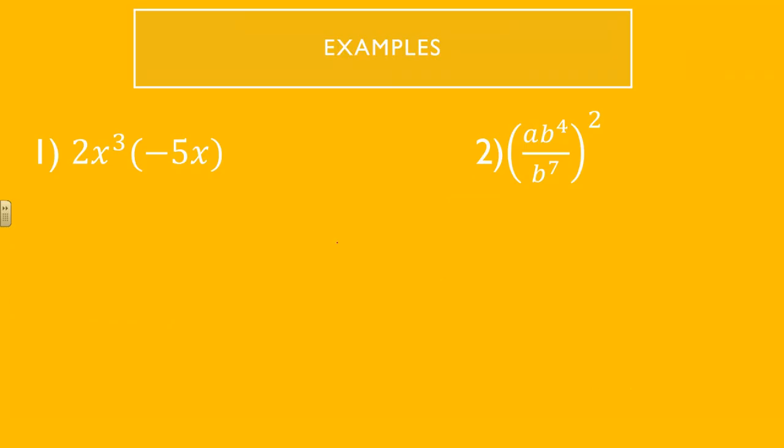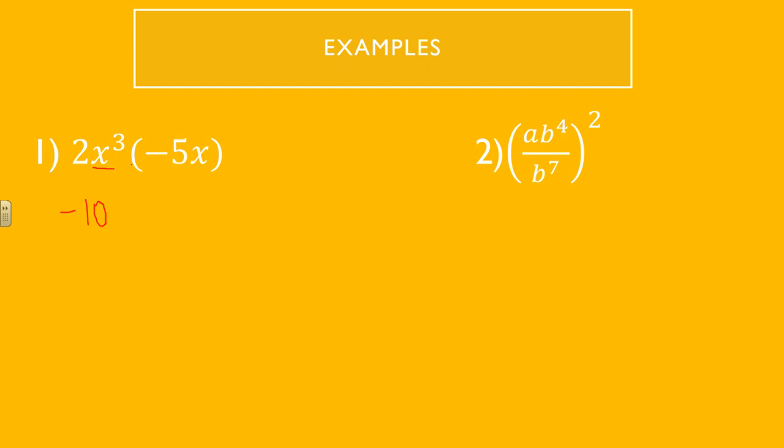All right, so just some examples. I've got the following: 2x to the third times negative 5x. First of all, treat your numbers like numbers. So 2 times negative 5 is going to be a negative 10. Let's get that out of the way.